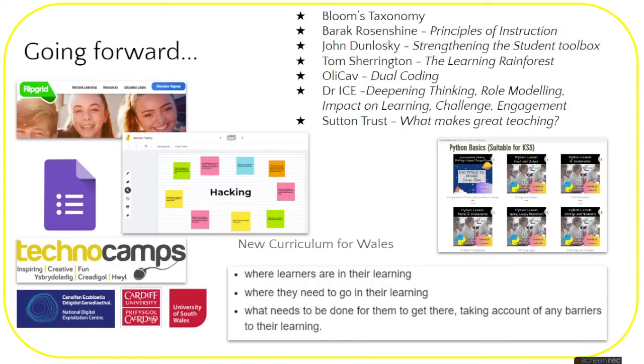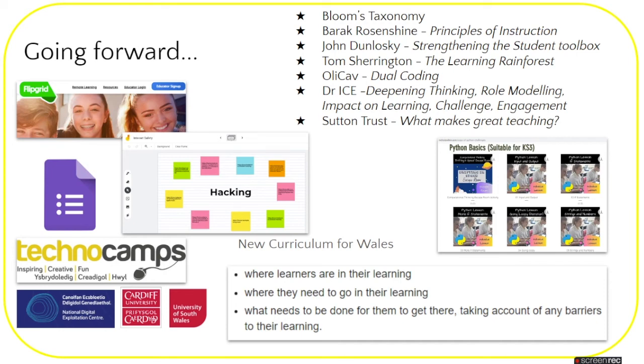So that has been our journey so far, and these are the areas we would like to look at going forwards. In terms of the new curriculum and our work with Year 7, we're looking at where learners are in their learning and where they would need to go, and the steps that they would need to get there. We're looking at the AoLEs, the What Matters statements, and the progression steps.